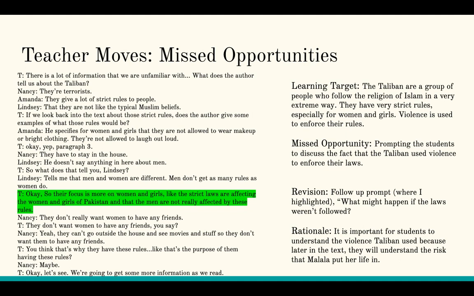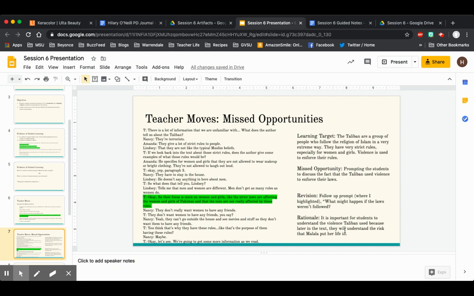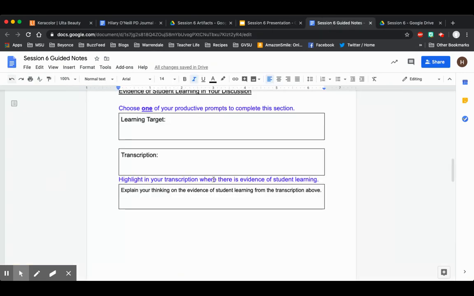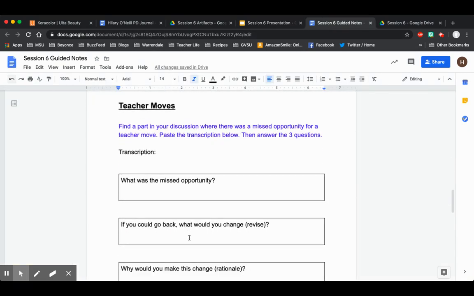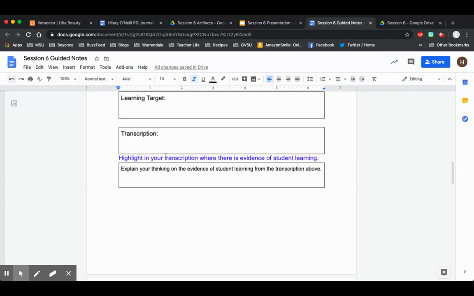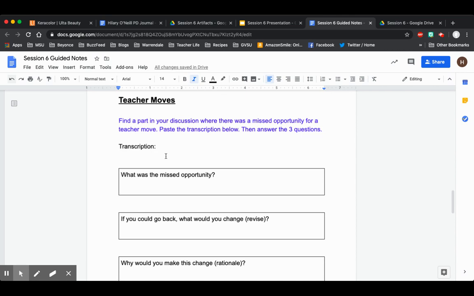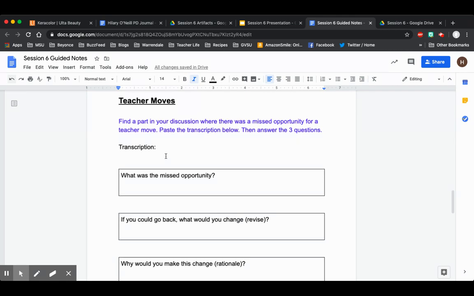So you're going to pause the presentation again, and over here in the Google Doc, I'll show you real quick. Down here, I want you to find a part in your discussion where there was a missed opportunity for a teacher move. So paste the transcription. If it's the same one as up here, that's fine. It doesn't matter if they're the same or not. And then, what was the missed opportunity?